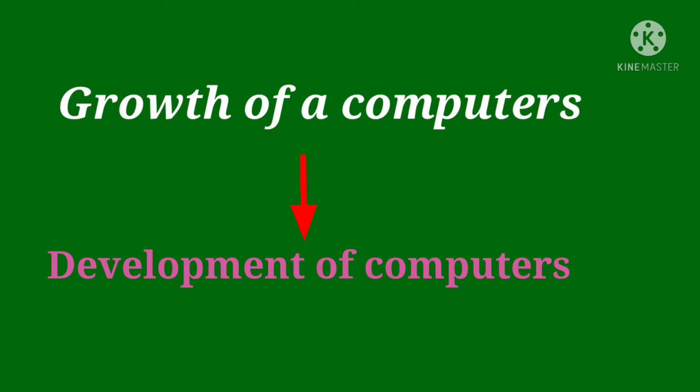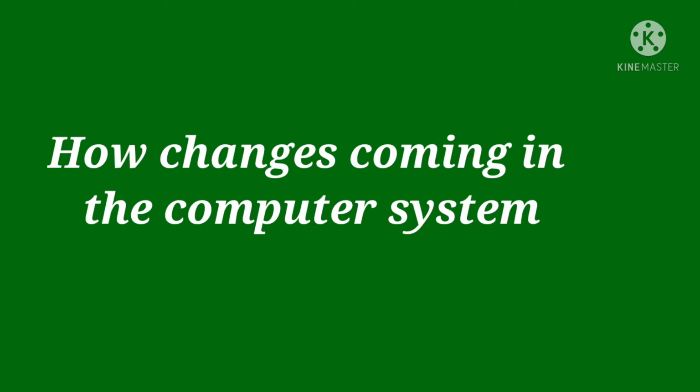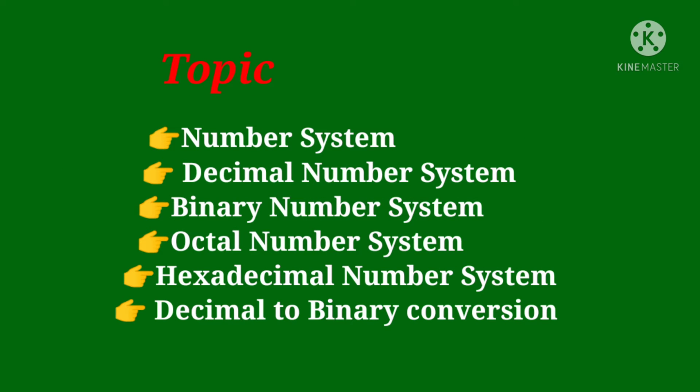So here we discuss how the computer developed from the early age, from ancient times to modern times, and how changes came into the computer system. In this chapter we have to cover topics like number systems: decimal, binary, octal, and hexadecimal number systems, and decimal to binary conversion.